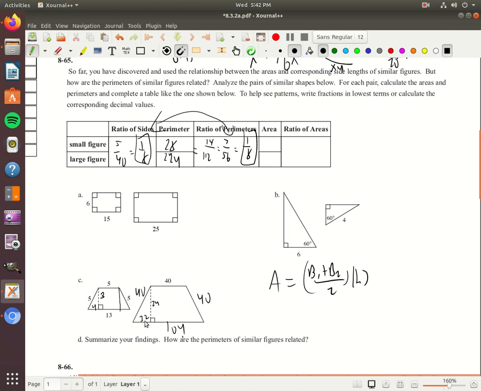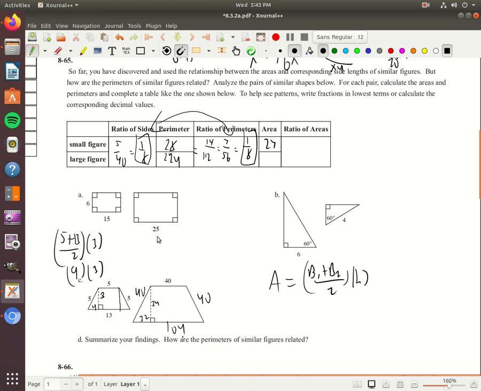I guess I don't really care about this 32 as much as I do this 24 because I want that height. So when I figure out the area, it's base 1 plus base 2, 5 plus 13, divided by 2, times a height of 3. So I'm going to get 18 divided by 2. I'm going to get 9 times 3. I'm going to get an area of 27 over here.